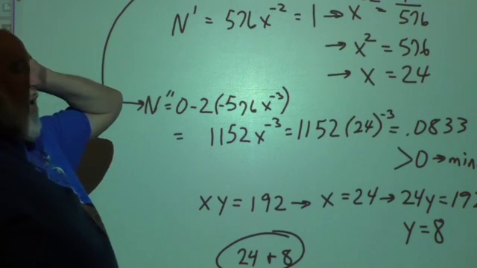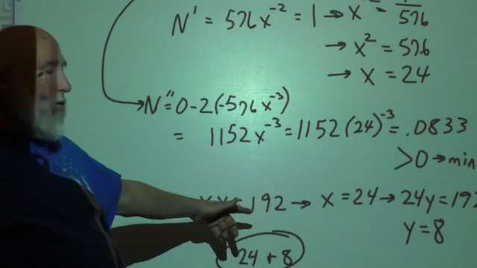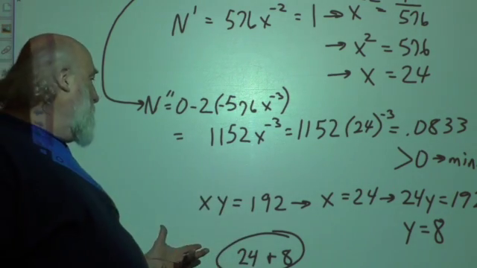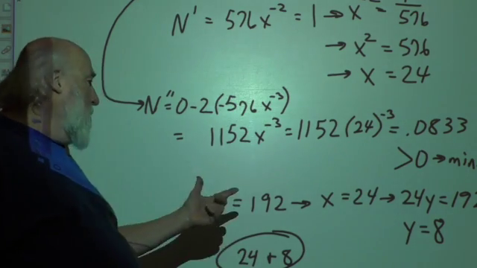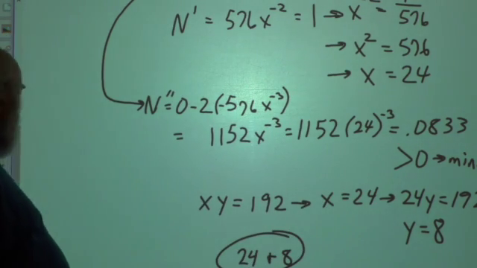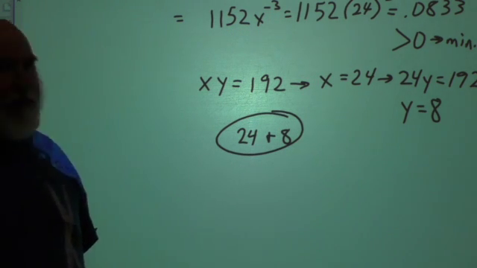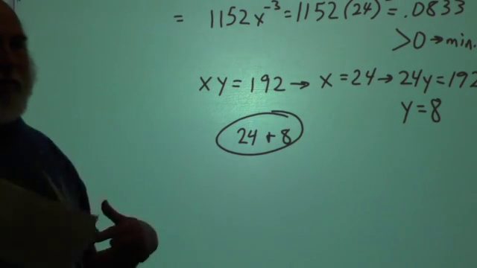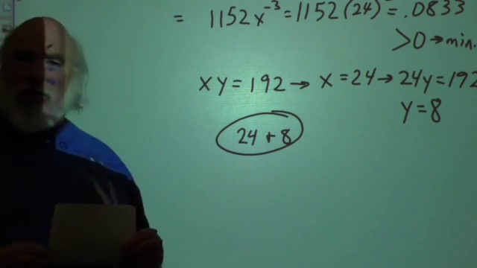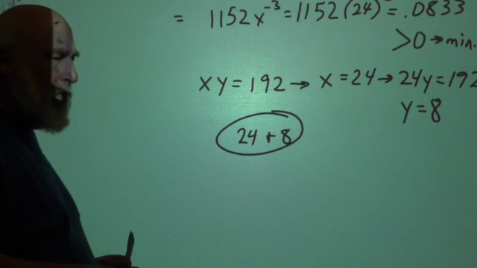So all we have to do now is solve for y. So I take the original equation, x times y equals 192. Plug in the x with 24. Solve for y, I get 8. So the two numbers in question are 24 and 8. Really isn't that bad. It's a process that you need a little practice on because you've never done this before. But I think once you get into it, you find it's pretty basic.